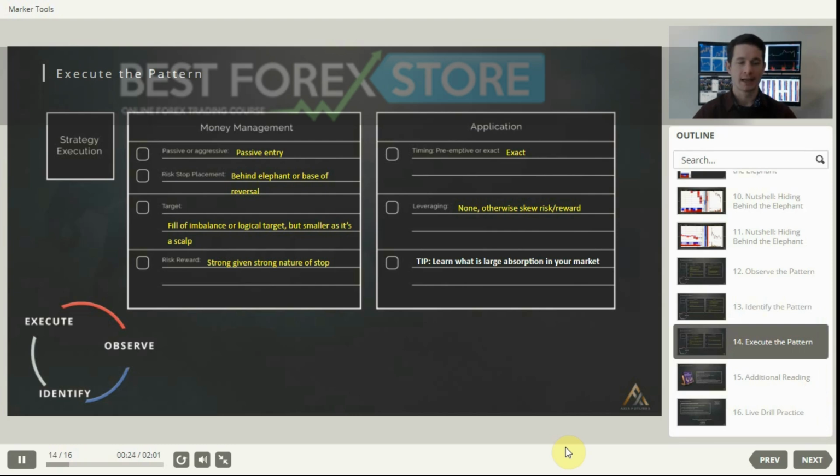Our target, like I said, a little bit smaller. This is a bit of a scalp type strategy. We're looking for a logical target, something like maybe a fill of the imbalance, or something a little bit smaller. So just try and find something that's a bit of an obvious type target. But again, always keep in the back of your mind that elephant's likely left a bad low and is likely going to revisit it. So just factor that in to the equation.